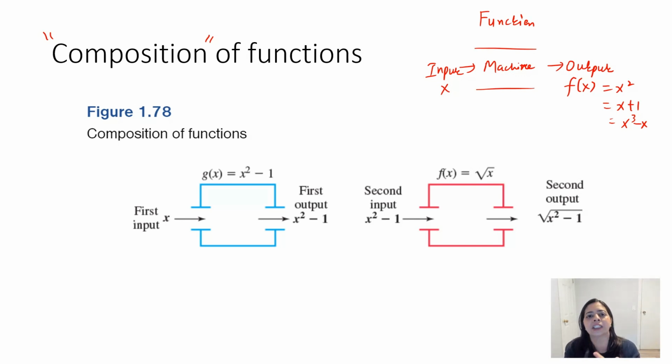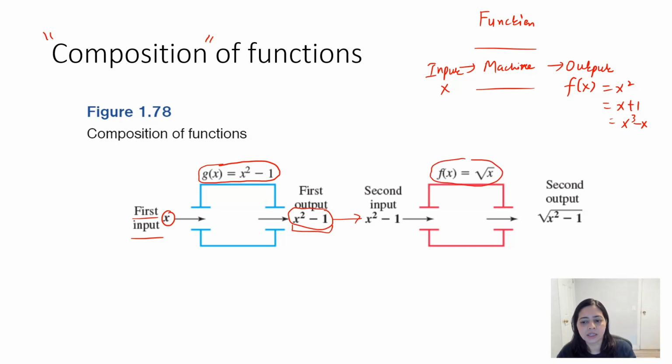Now imagine doing this 2 times, like there are 2 machines. First you start from x, so that's the first input. So put it into the first machine defined by g(x) equals x squared minus 1. So that's what your output is going to look like after you pass it through the first function g of x. And now this output, make it the input of the second machine or the second function, which is root x. So now when you input this to this machine, then what do you get? Square root of x squared minus 1.